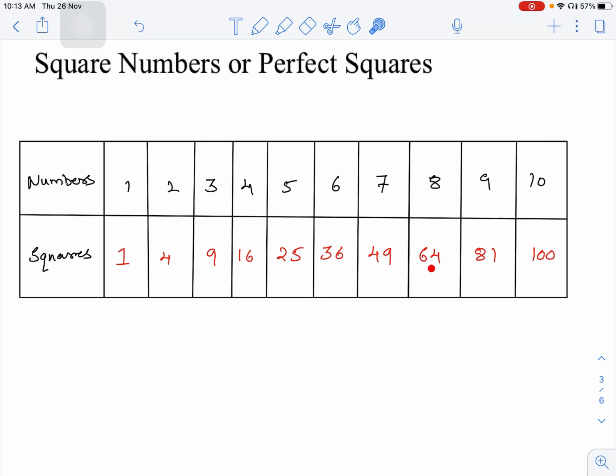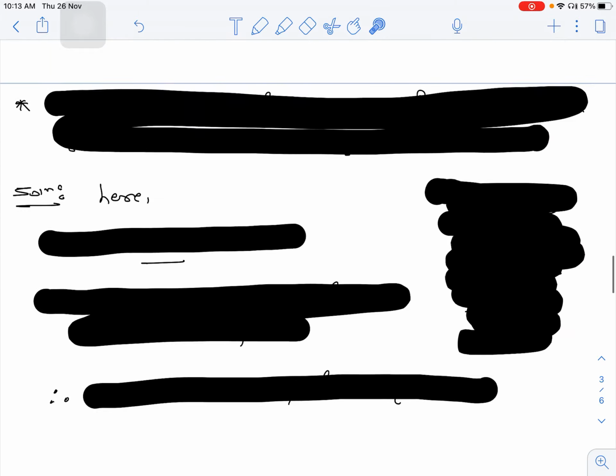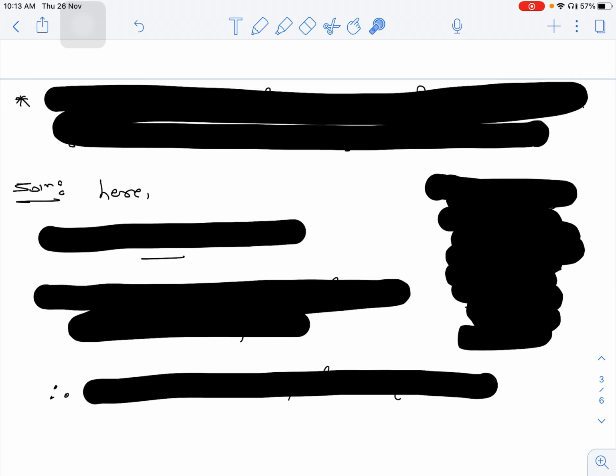We get 64 when 8 is multiplied by 8 itself. So 64 is a perfect square number. Okay, so now this concept must be clear to you. What are perfect squares? These are the numbers which are obtained by multiplying a number with itself. Okay, then now how to check whether the given number is a perfect square or not? So let us see it.